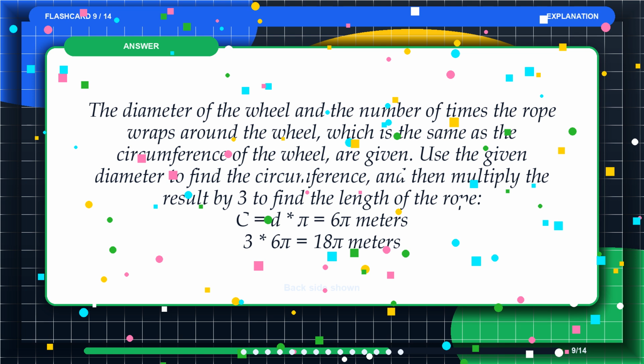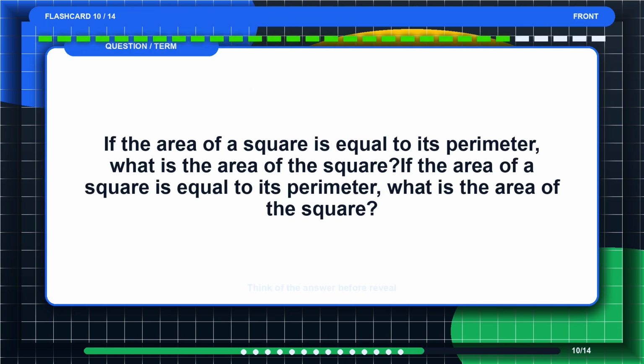Flashcard 10. If the area of a square is equal to its perimeter, what is the area of the square? Pause and think of the answer before the review.